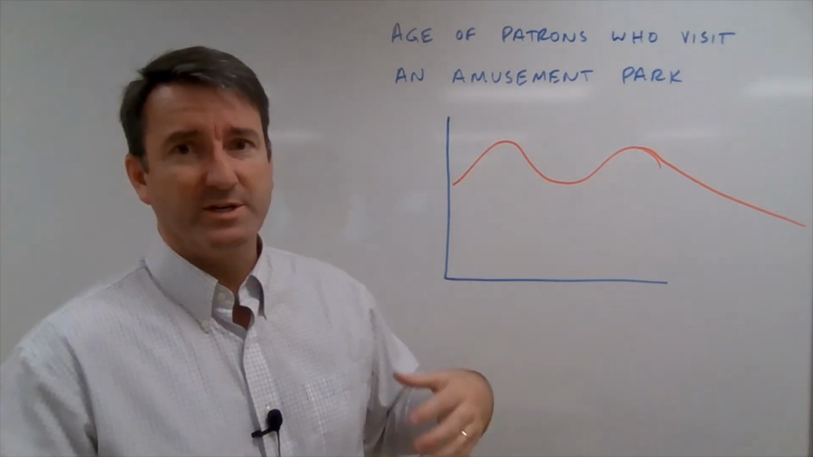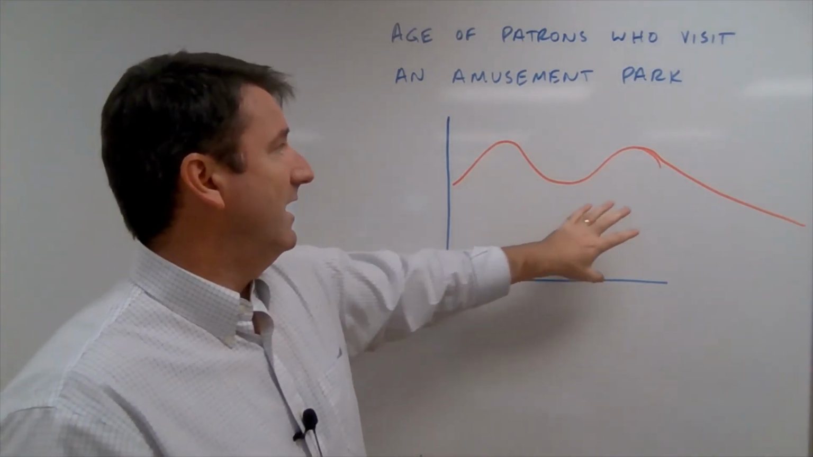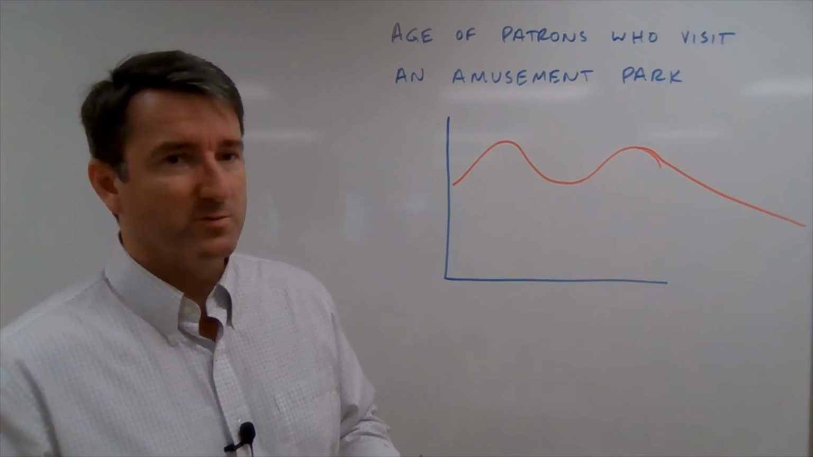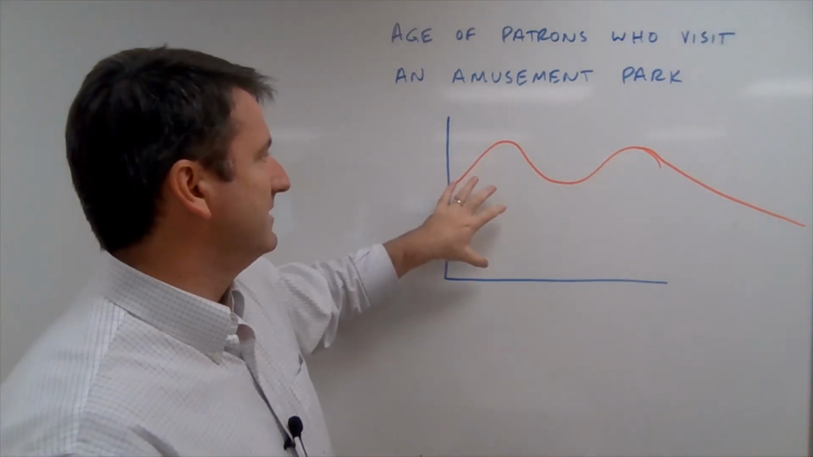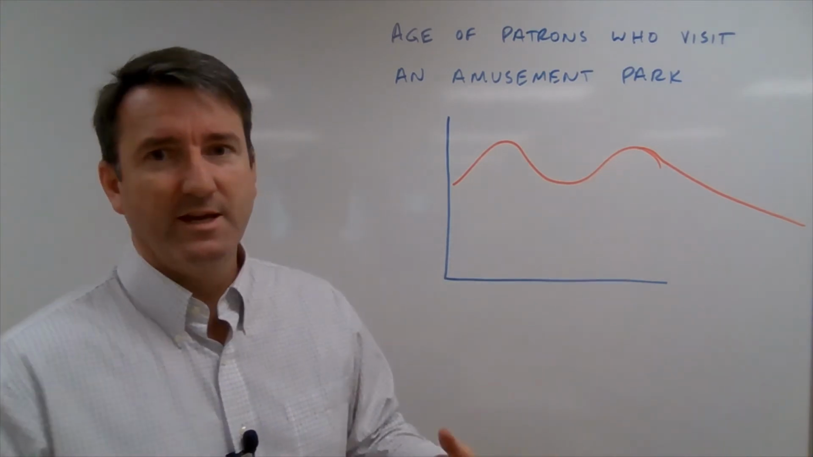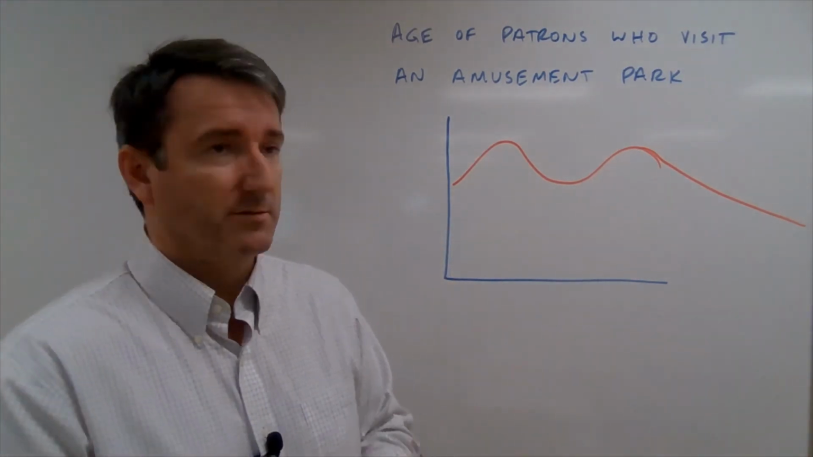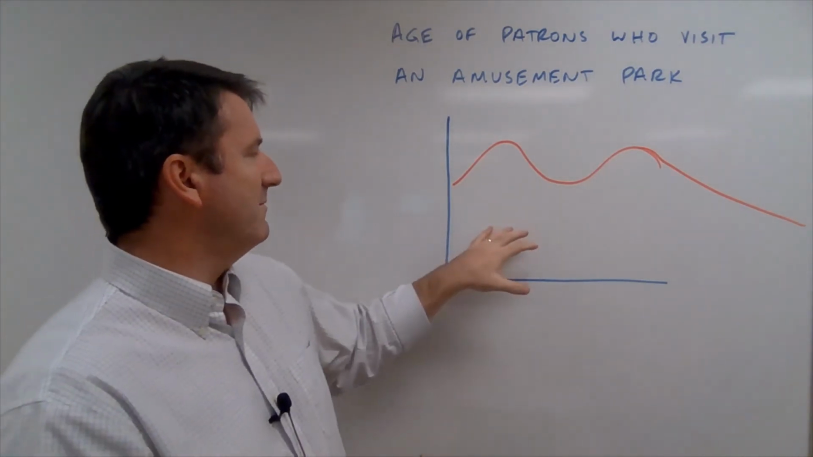So I would expect this to be a bimodal distribution, especially if it's an amusement park that is really geared toward young kids, because the young kids can't show up by themselves. They've got to have their parents with them as well. So you're going to have young children, and then a group of adults that are around about the right age to have young children. So bimodal graph.